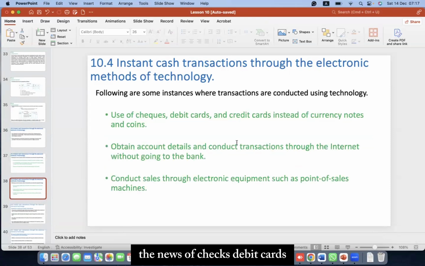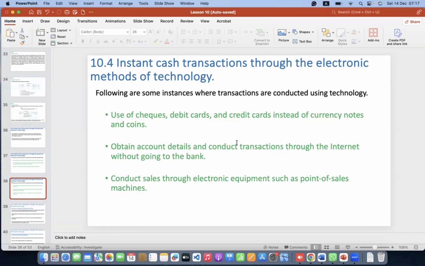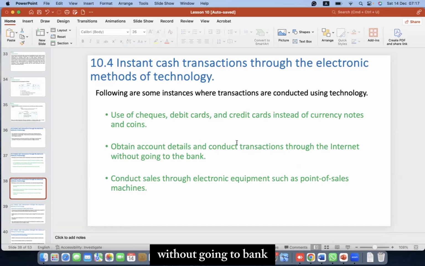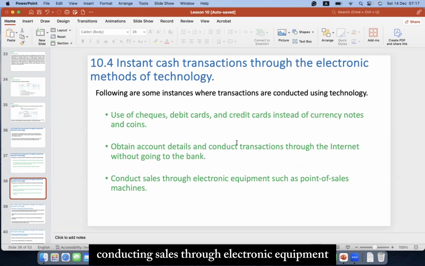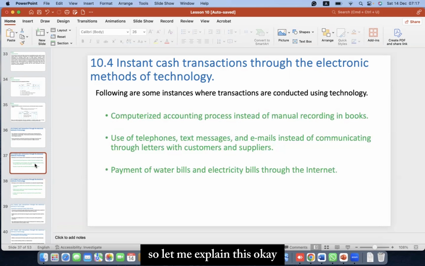Then use of checks, debit cards, credit cards instead of currency notes and coins. Obtaining account details and conducting transactions through the internet without going to the bank. Conducting sales through electronic equipment such as point of sale machines. Okay, so let me explain this. These are the instances where we use technology for transactions.